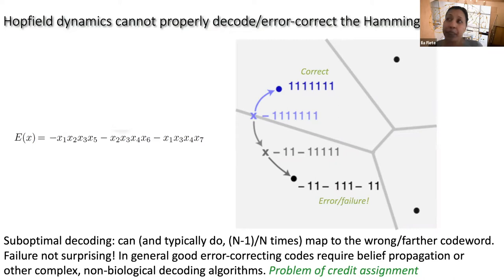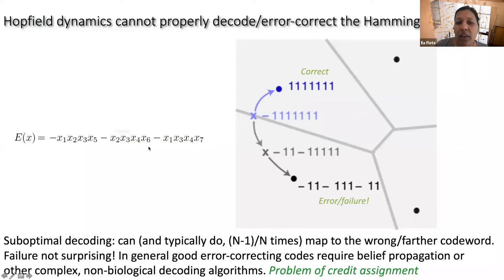In fact, typically most times the dynamics will flow to the wrong basin, because there are many more ways in which you can flip an additional bit and lower the energy locally. And so the problem is that Hopfield dynamics exhibit suboptimal decoding. Their basins are not correctly engineered, and so you will map to the further away code word rather than to the closest code word in the Hamming space.